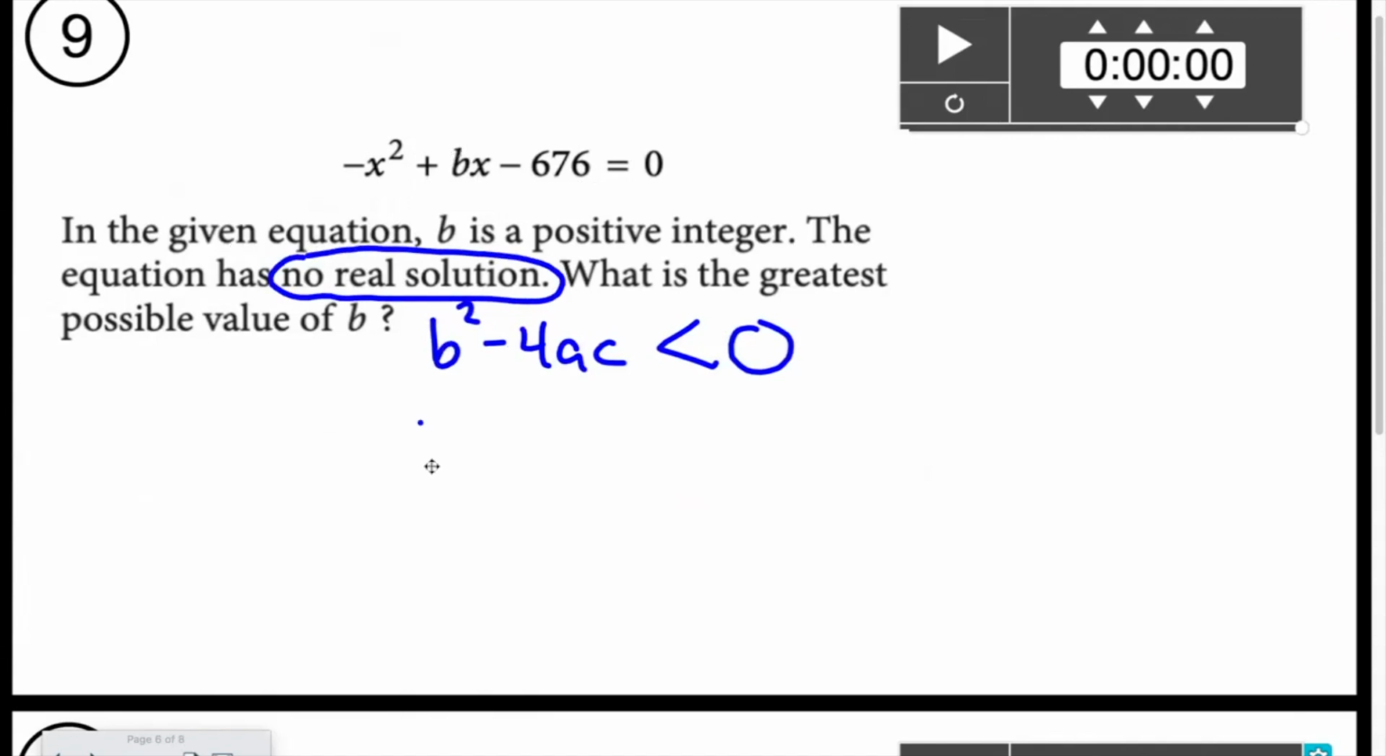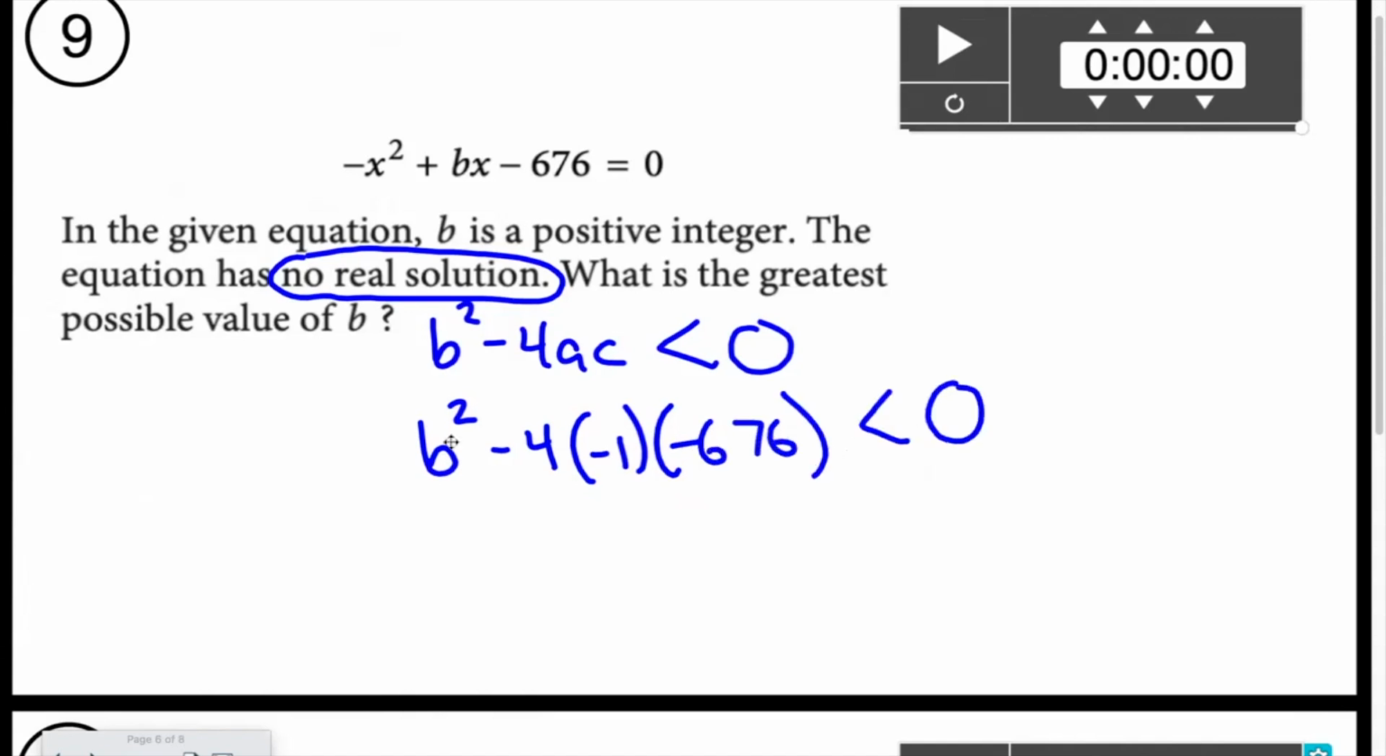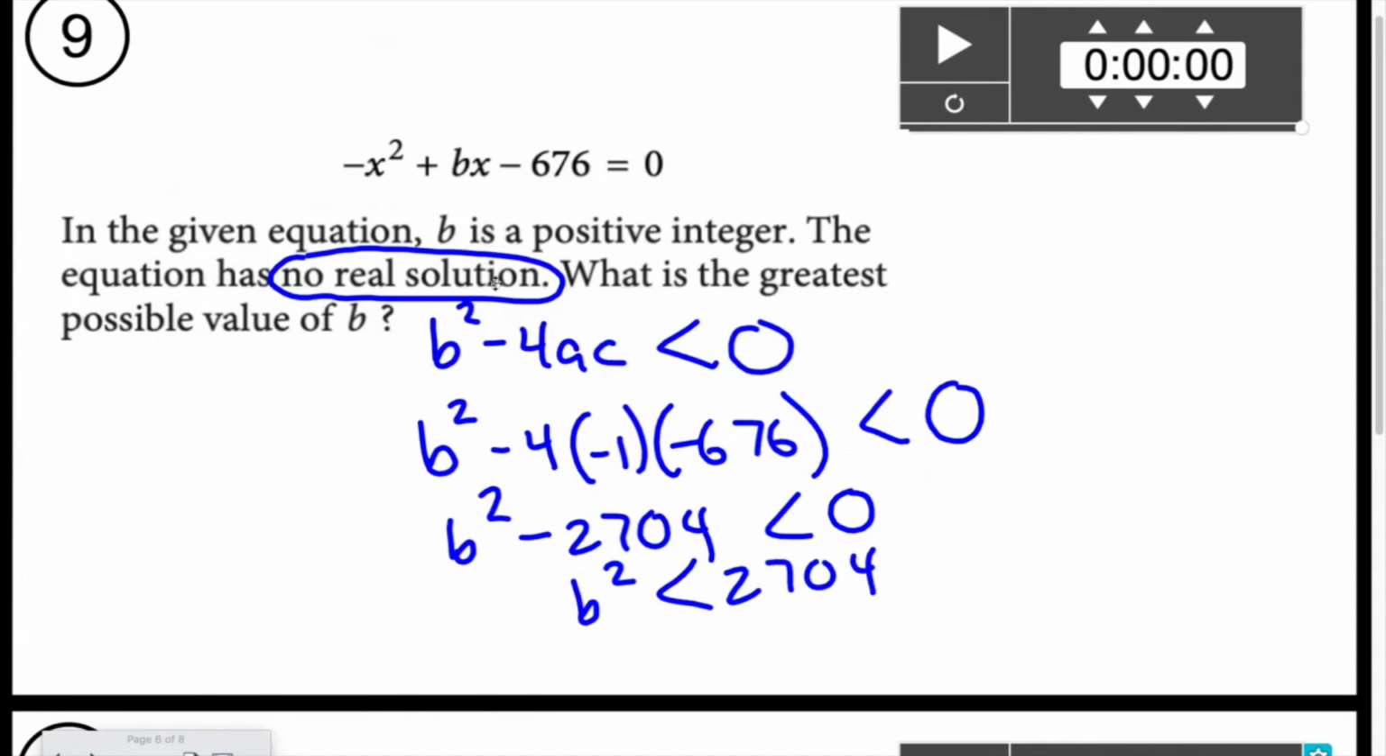So B is B, so I still have B squared. Then I have minus 4. I'll write this out. And then A is negative 1, and my C is negative 676. So if I multiply this together, I got negative 2,704. So therefore, B squared has to be less than 2,704. We know it's positive, so I'm allowed to do this, and then I can just square root both sides. So for the positive part of it, B has to be less than 52.